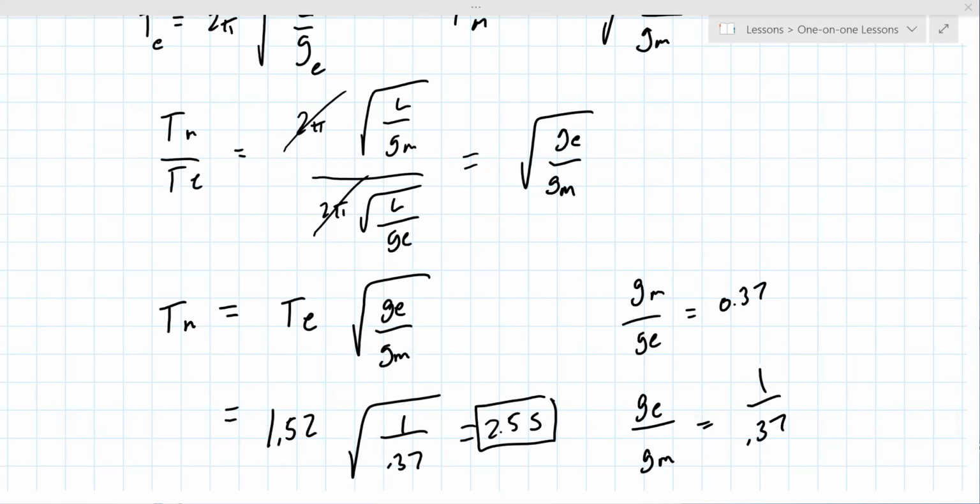On to G. How does the period of oscillation depend on the initial angle of the pendulum when released? If there's no friction, it doesn't seem like it should matter. Like, it should be the same.